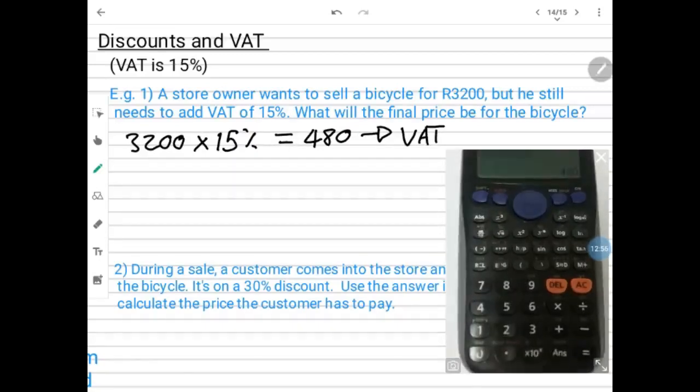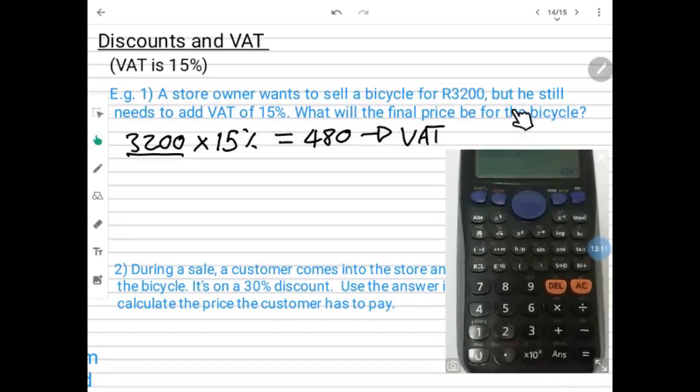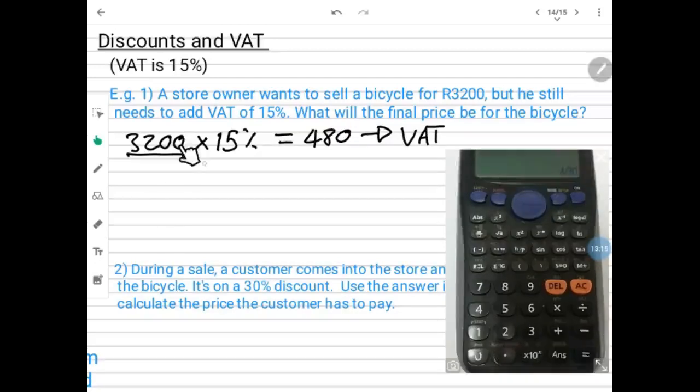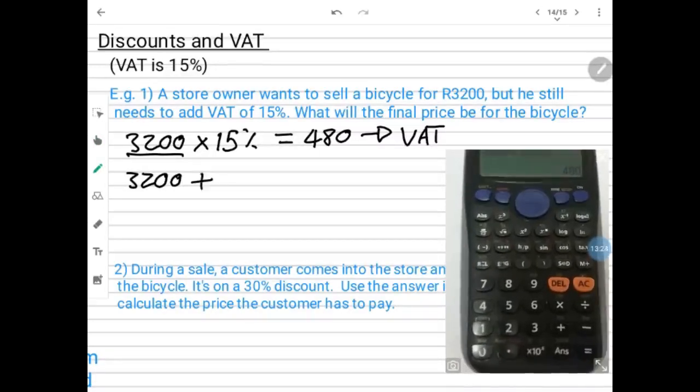That 480 does not go to the store owner. He has to send that on to the government. He's not taking it. You're paying it and he's sending it on. He's only getting the 3,200 Rand. Now, the question was, what will the final price be for the bicycle? So we take the price the store owner wants, plus the VAT that he has to send on to the government. We take the 3,200 Rand and add the 480.